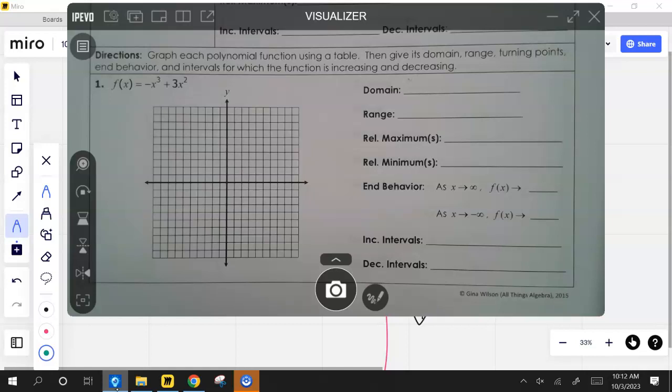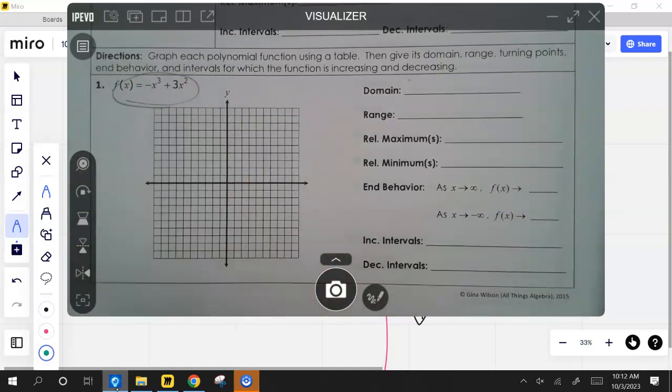All right, so notice my equation here, negative x cubed plus 3x squared. So let's take out your calculator.